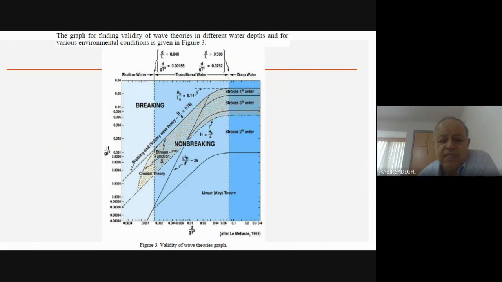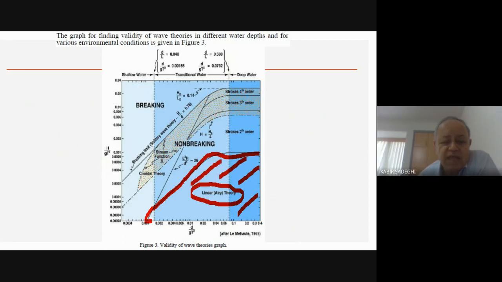The other thing that you see is there is a big part under this curve. This is valid for Airy theory, linear theory. Not only valid, this is the best condition for that. If you apply it here, it's better than Stokes and stream function, etc. This zone is very good for Airy conditions. And you can follow for which water depth you have and which H over gT squared you have, which height and which water depth. This is Airy.